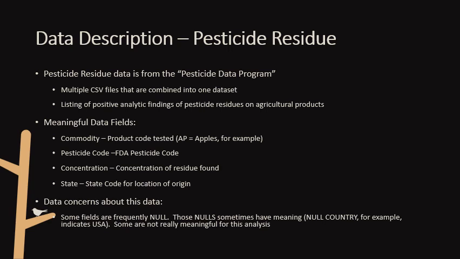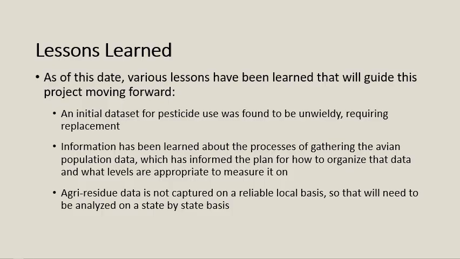The next thing we're going to do is we're also going to look at the residue. How much pesticide made it through the food chain and was actually present on end food? The table that we have this comes from a thing called the Pesticide Data Program, and it provides us with a commodity, a pesticide code, the concentration found, and the state that it was found in. So there is one concern about this. A lot of these fields are sometimes null. Sometimes those field nulls have meaning. We have to deal with that. That's just something that we have to keep in track as we proceed.